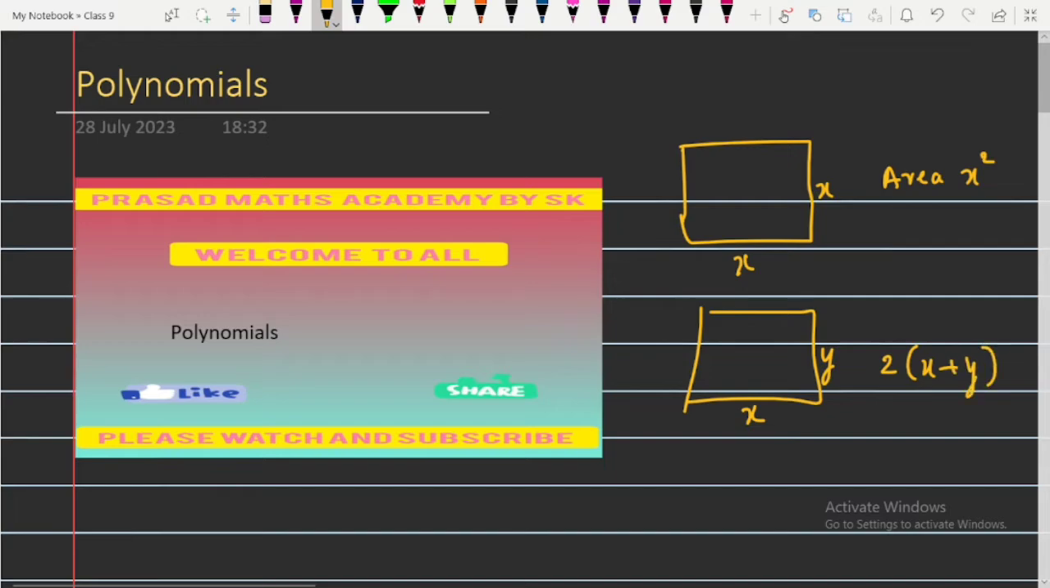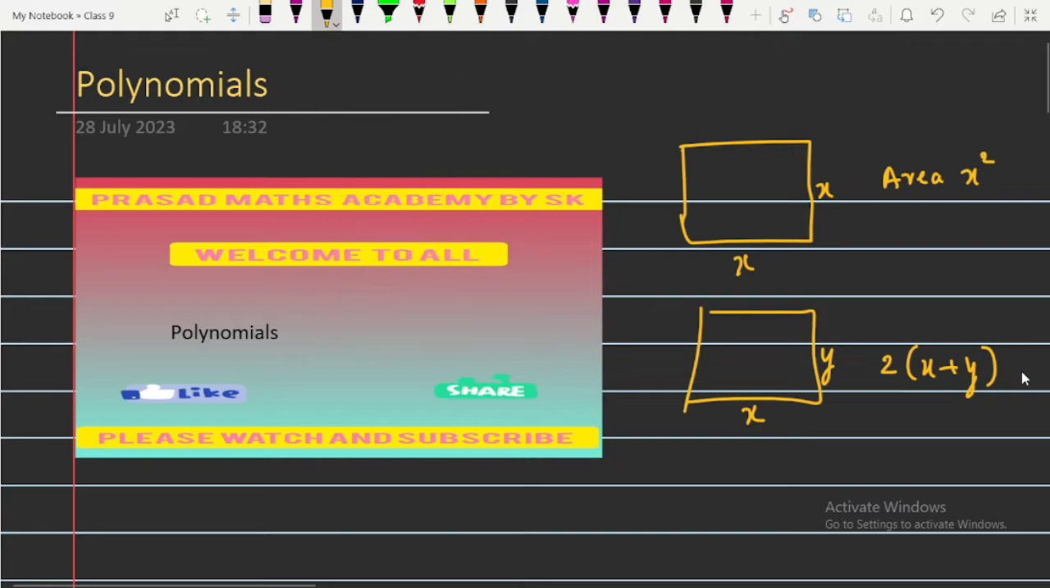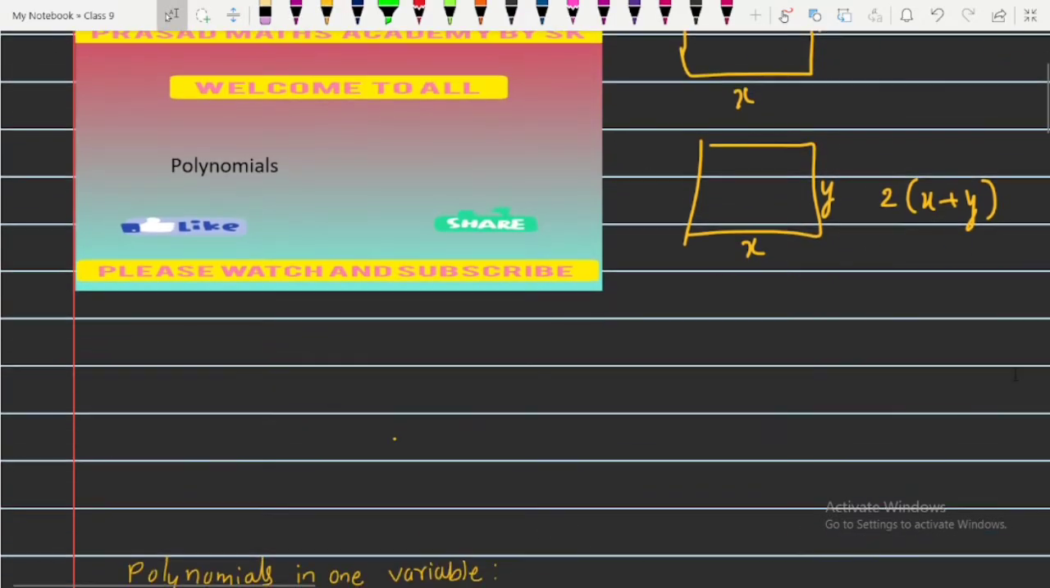So first of all, what is a polynomial? A polynomial is an expression which can include constant terms and variables. Any expression which has a variable and a constant term, for example x plus 2, is a polynomial. Here x is a variable and 2 is a constant term. Similarly, 2x square plus x plus 2 is also a polynomial.